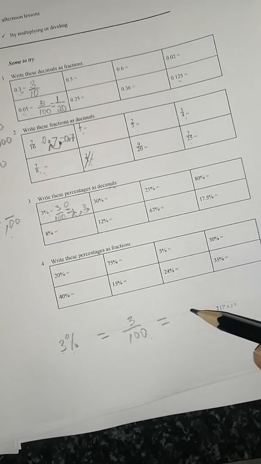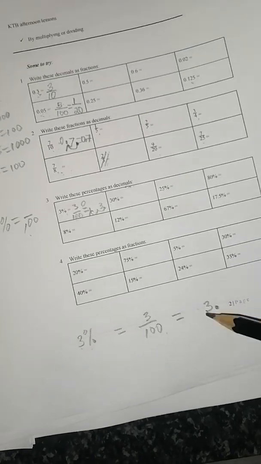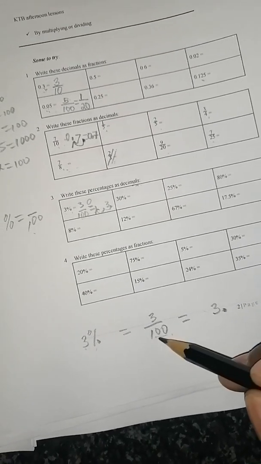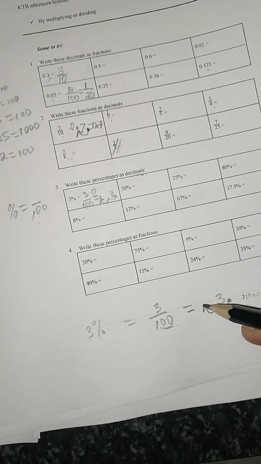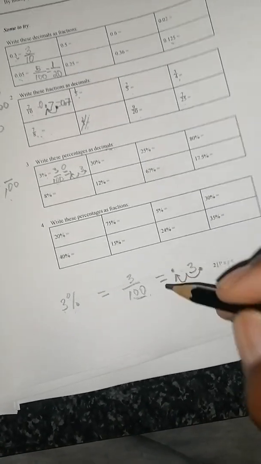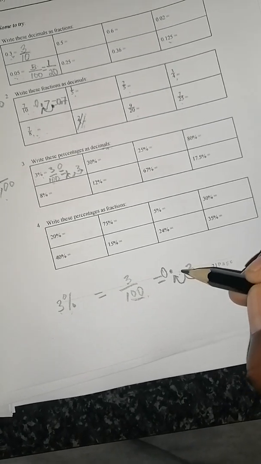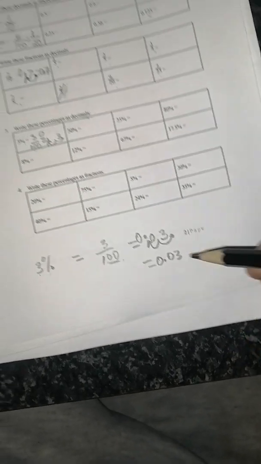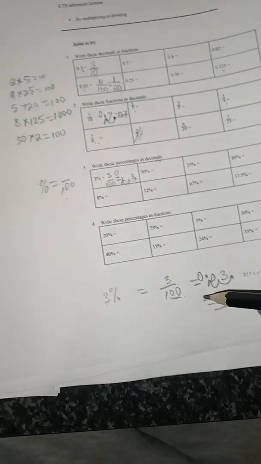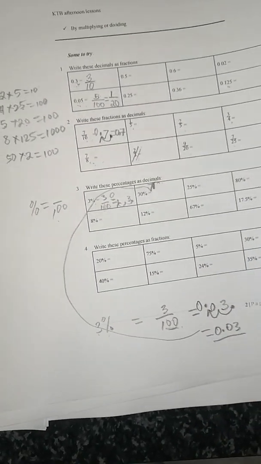So I write my 3, my point is here, and then I have to move my point 2 times because there are 2 zeros. 1, 2. I put my point here. At the beginning I put a 0, and here in the open space I must put a 0. My answer therefore will be 0.03. This is a decimal, and that is what they are asking here. We are converting from percentages to decimals.